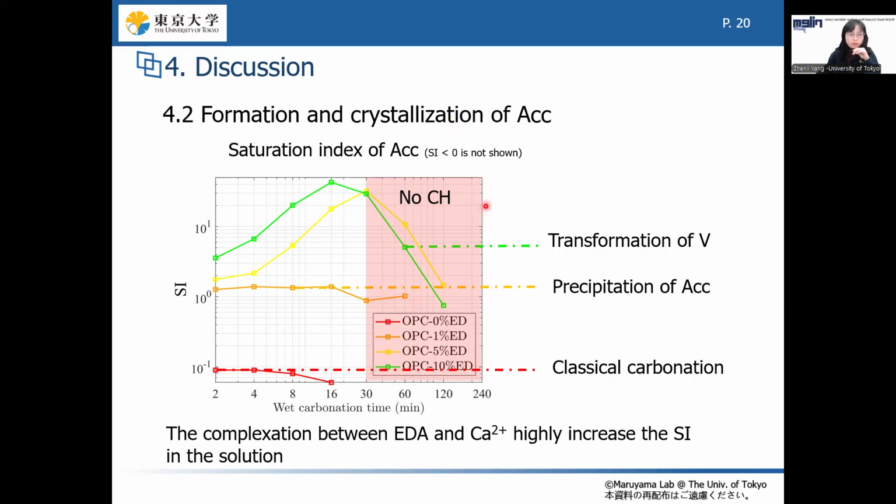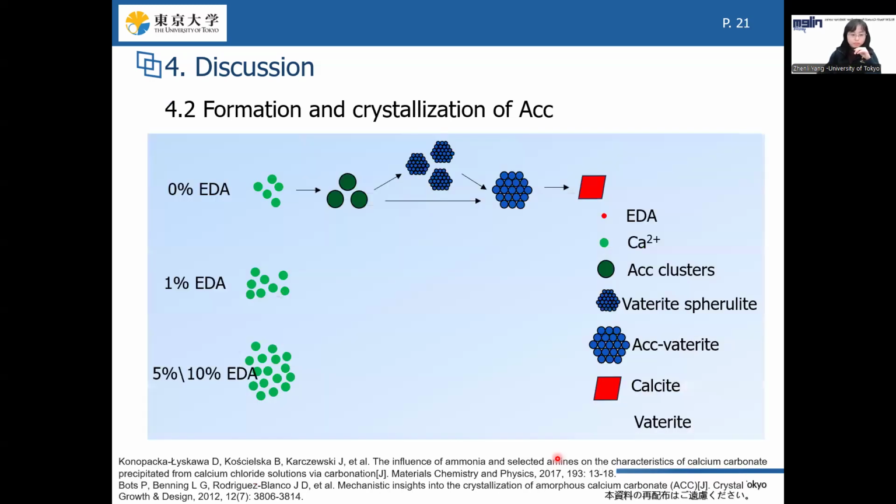There's no portlandite existing in the system, so the calcium saturation index is decreased. So the ACC from here will transform to vaterite. We conclude here that the complexation between the EDA and calcium highly increases the saturation index in the solution to precipitate the metastable ACC or vaterite phase.